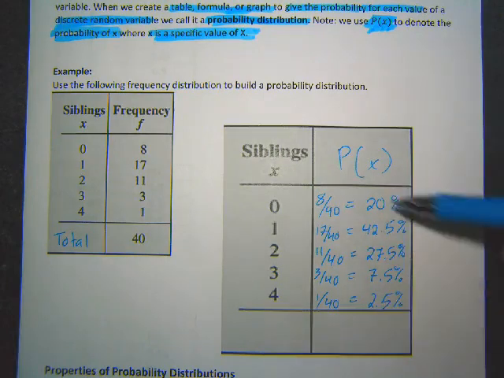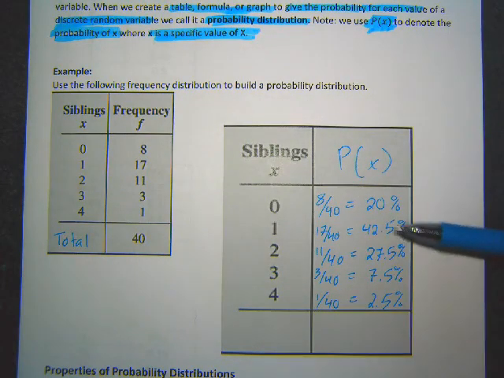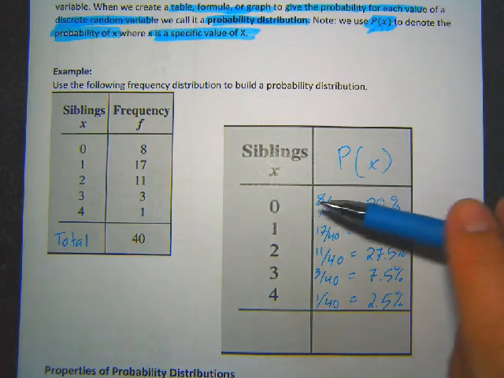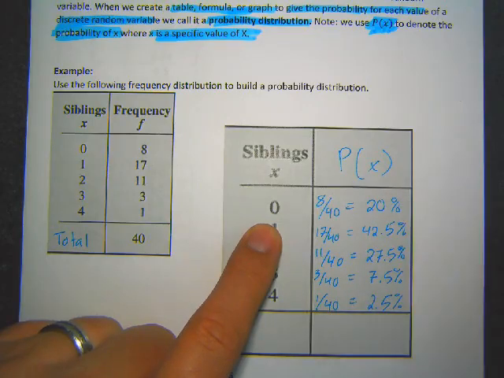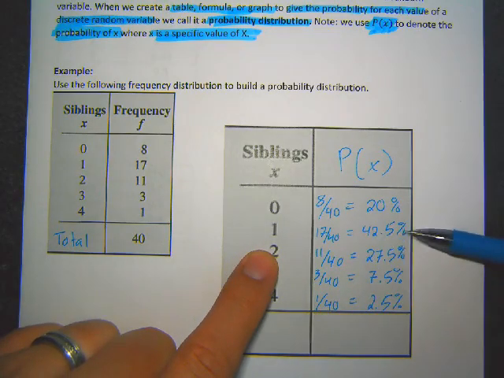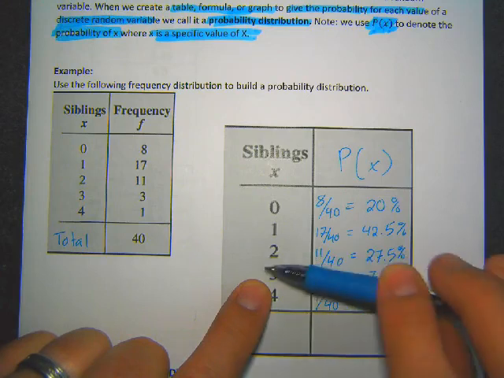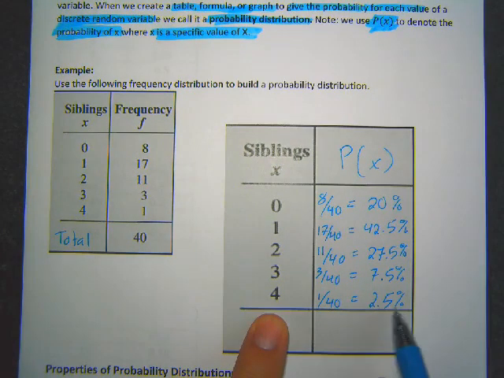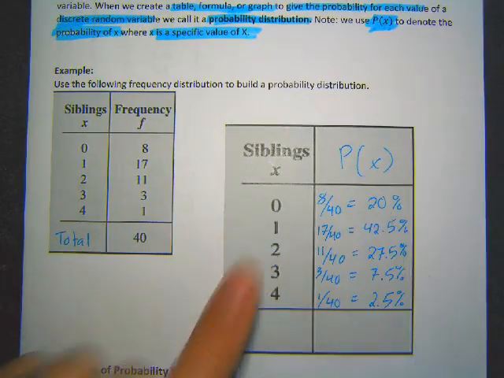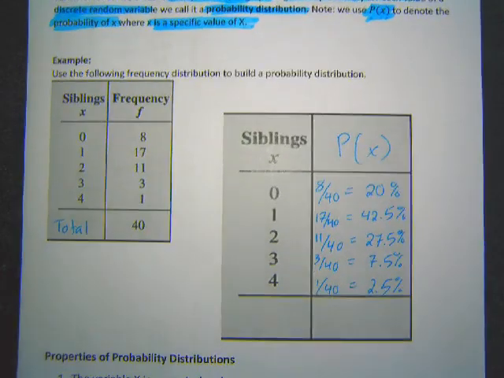So these are the probabilities. This is a probability distribution, so it's showing the probability or the percentage of each of these different results. For the result of having no siblings, 20% of people have that result. Well, 42.5% had one sibling. 27.5% had two siblings. So if I go pick a person at random and say, what's the likelihood they have four siblings? I'll say there's a 2.5% chance they have four siblings. Or what's the chances they have zero siblings? There's a 20% chance they have zero siblings.